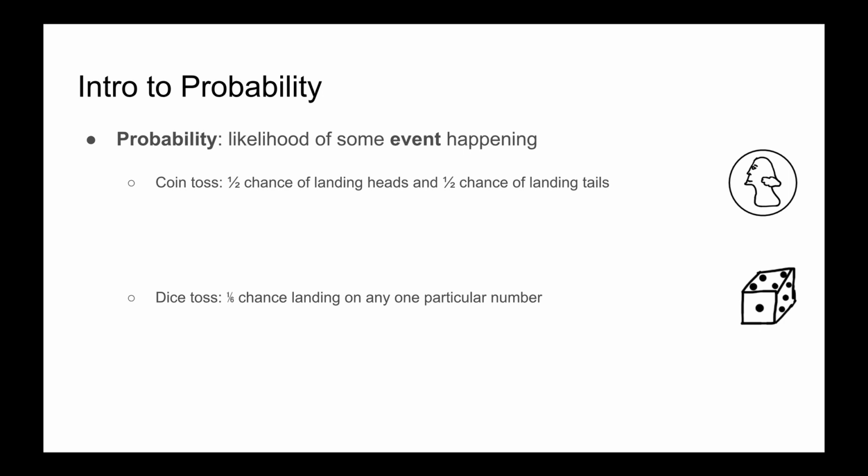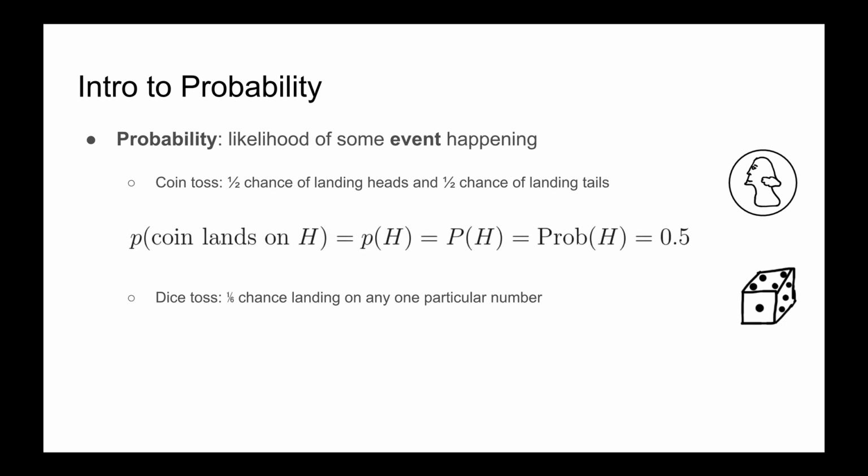So probability is the likelihood of some event happening. I have two examples here, one involving a fair coin, one involving a six-sided dice. If you think about it, a fair coin has two sides, and so there's an equal chance, or equal probability, of a coin landing on heads or landing on tails if you flip it. And so here's an example of some notation that we might use. We say that the probability that the coin lands on heads is equal to 0.5 or 1/2.